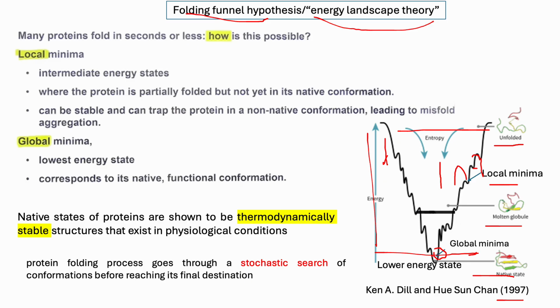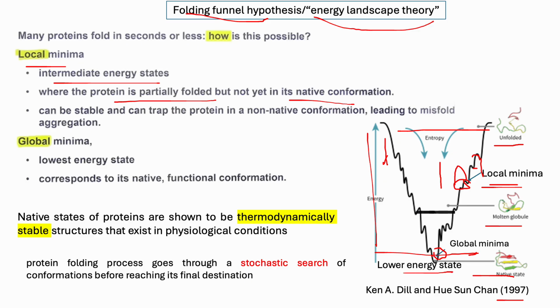So this is called the folding funnel hypothesis, or energy landscape theory, or golf course theory. So let's explain it. Here we have got two states. One is local minima. Local minima is an intermediate energy state where the protein is partially folded, but it's not in native conformation. To be in native conformation, it must come to the lowest energy state.